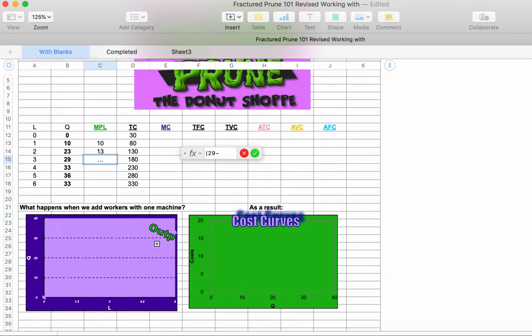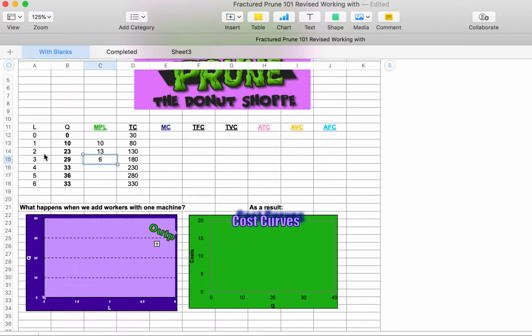Minus my old is 23. Now we all know that's 6. And then that is over my change in workers, which is 3, my new number of workers, minus 2. We all know that is 1. And I think we all know that 6 over 1 is 6. So we could do it by typing numbers, or we could do it by clicking cells. Do whatever works for you.